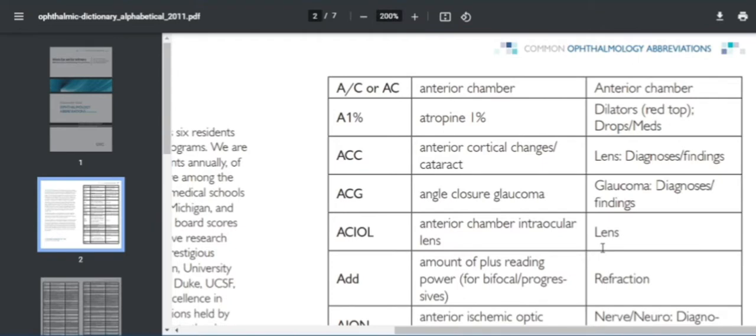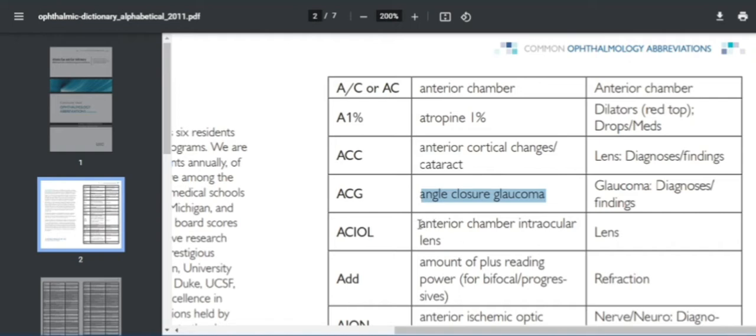A 1%, that means atropine 1%. There is a dilator. ACC means anterior cortical cataract or changes that is in the lens. In diagnosis and findings, you need to write ACC. Now ACG, that means angle closure glaucoma. So in case of angle closure glaucoma, shortly you can write ACG.